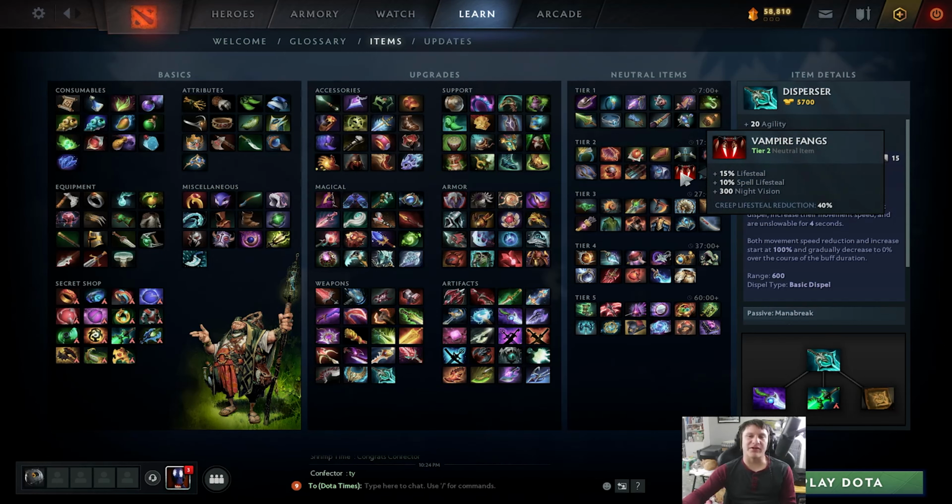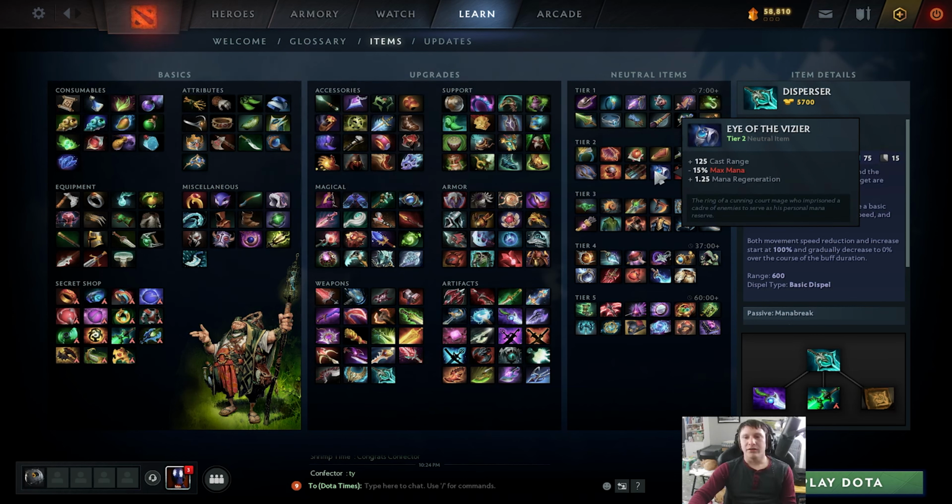Vampire Fangs is good. A lot of people use it for the lifesteal, but it's also really good for the night vision. A lot of people don't expect you to have that extra night vision.